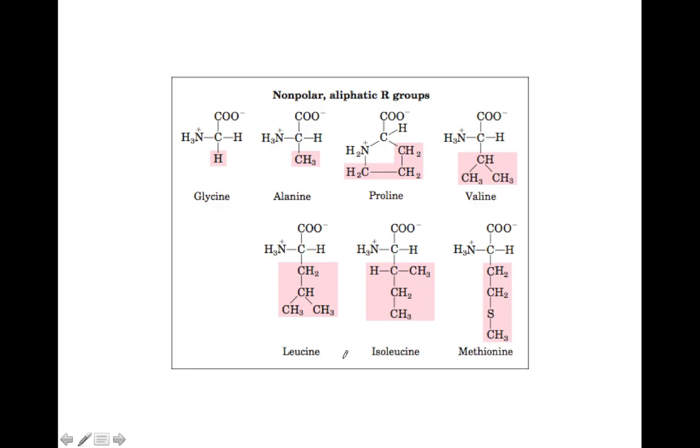So let's quickly see all these non-polar aliphatic groups. It is glycine, alanine, proline, valine, leucine, isoleucine, and methionine. The common thing to them is that they have aliphatic chains. Now, if I ask you whether alanine or isoleucine is more hydrophobic, the answer would be yes, isoleucine. Why? Because it has a larger aliphatic chain.